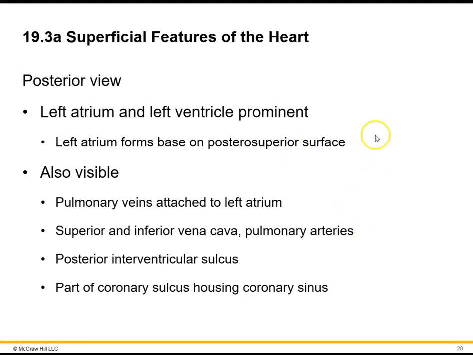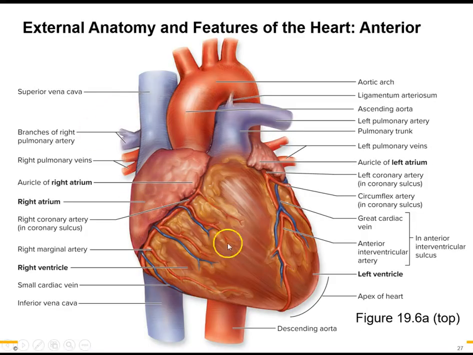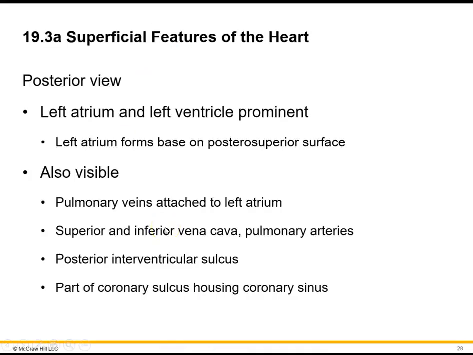Okay, what can you see on the posterior view of the heart? Well, remember the anterior view, you're going to see the right atrium and the right ventricle very prominently. In the posterior view, you're going to see the left atrium and the left ventricle very prominently. You're also going to be able to see the pulmonary veins attached to the left atrium, the superior and inferior vena cava, as well as the pulmonary arteries. You're going to be able to see the posterior interventricular sulcus. I'll show you that in a second. And as well as part of the coronary sulcus that houses the coronary sinus.